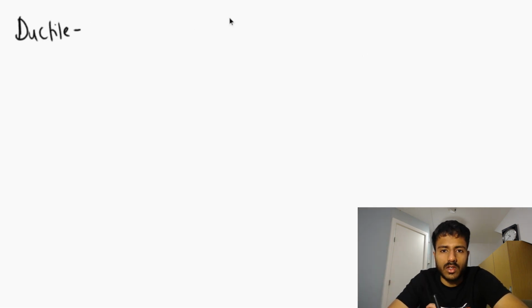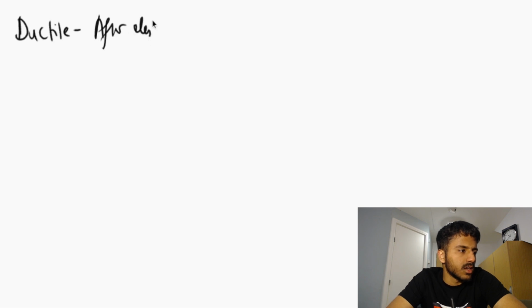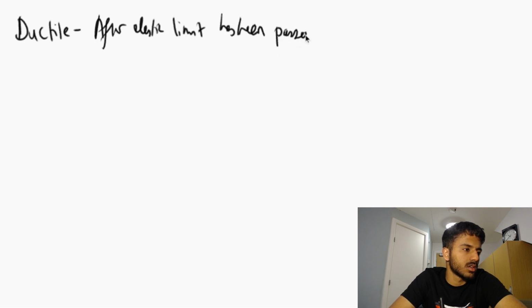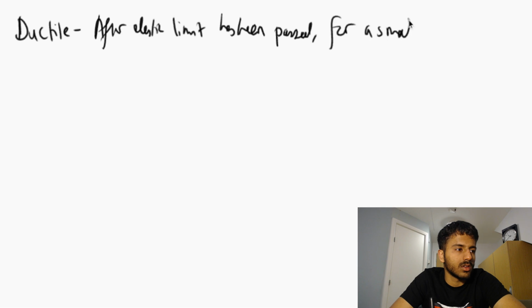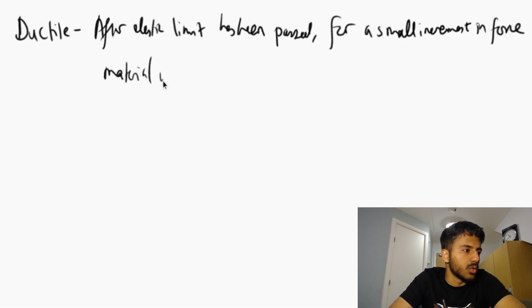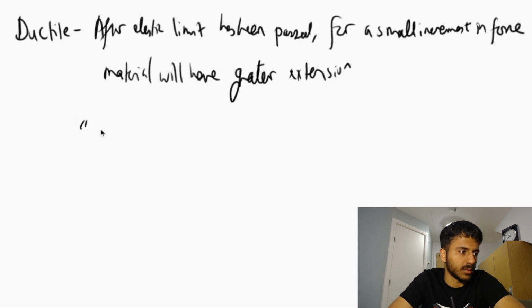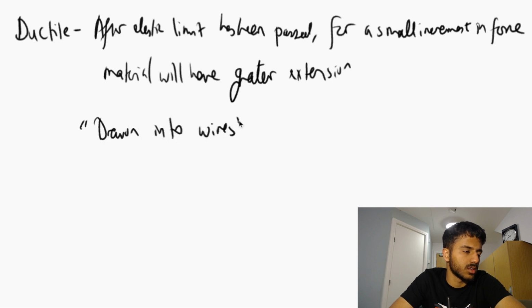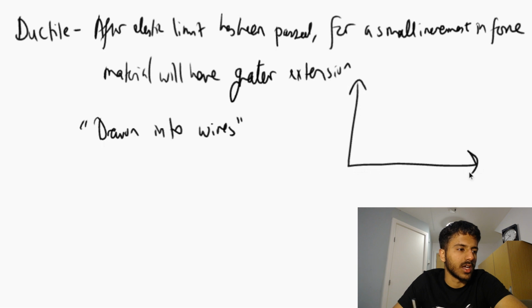Another term that you may need to know the definition of is ductile. A ductile material is, after the elastic limit has been reached or has been passed, for a small increment, which is a small step or a small change in force, the material will have greater extension. And a property of ductile materials is that they can be drawn into wires. And these kind of materials have a very large plastic region, so they may look something like that.